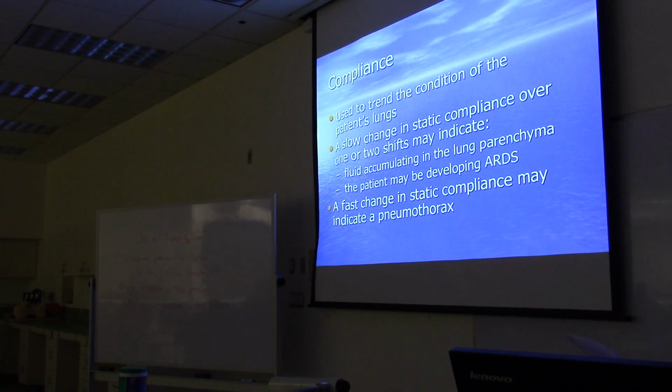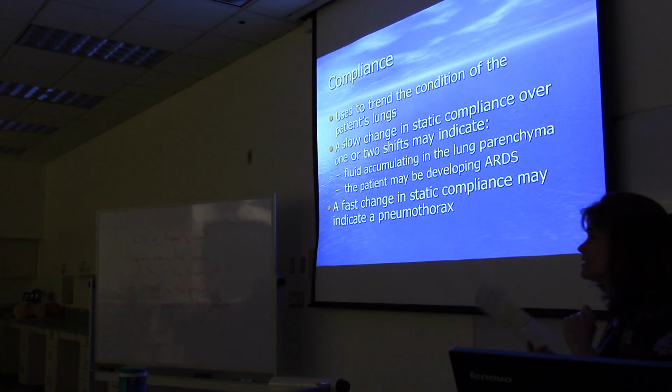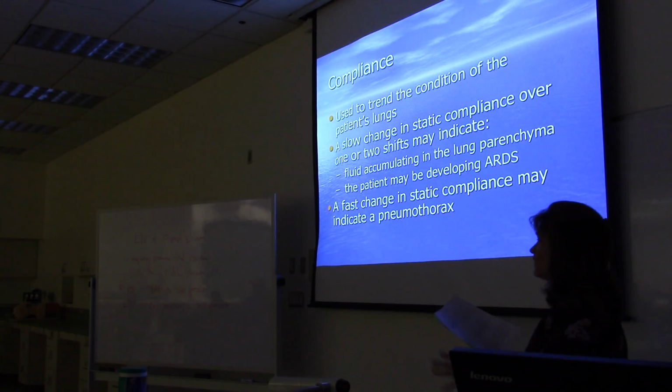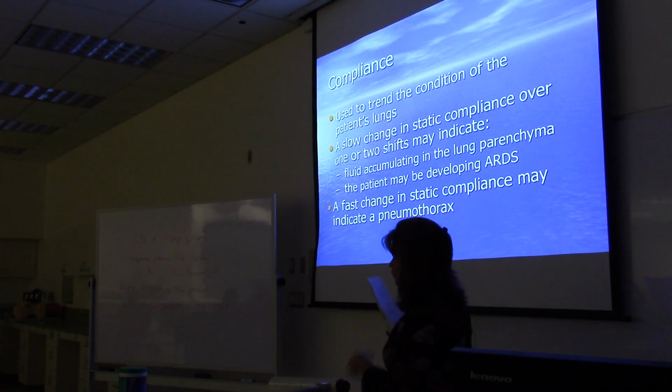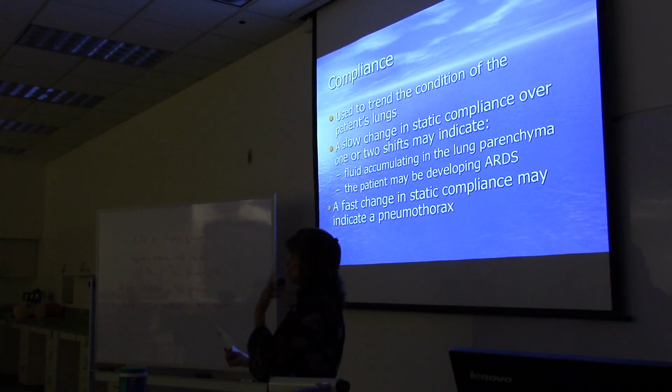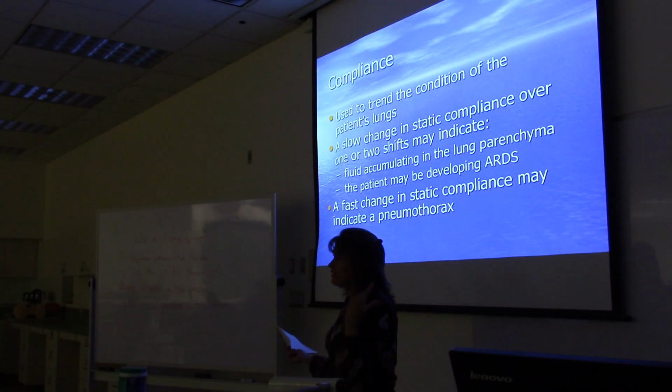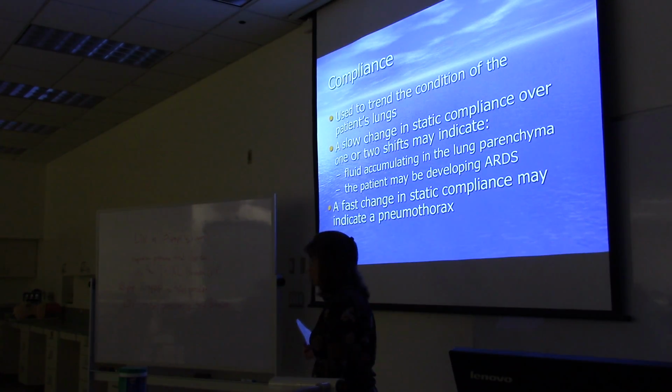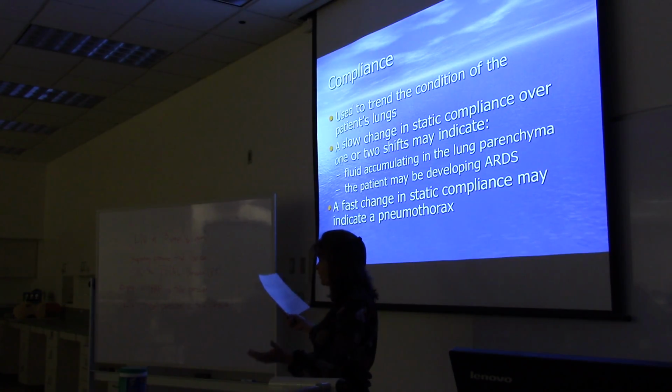All right, with lung compliance, this is used to trend the condition of the patient's lungs. A slow change in static compliance over 1 or 2 shifts may indicate that fluid is accumulating in the lung parenchyma. So typically what happens is the kidneys can malfunction and the patient stops producing urine. But they're still getting IV fluids. So the IV fluids go into the veins, and now the kidneys aren't working to get rid of the extra fluid. Where's all that fluid going to go?